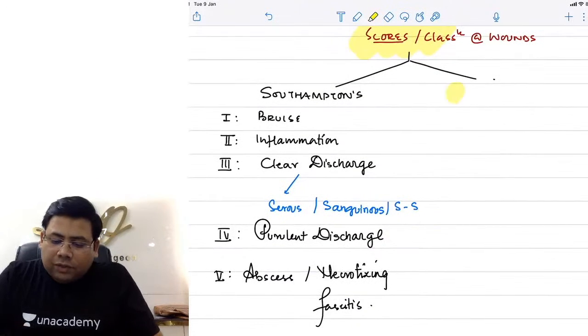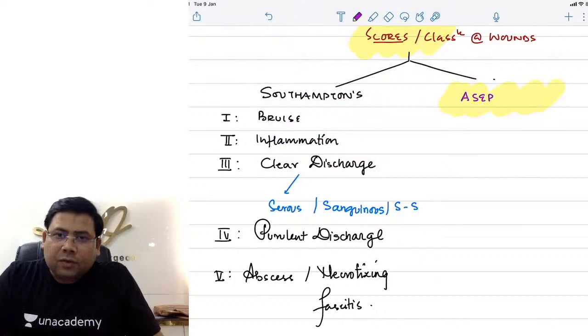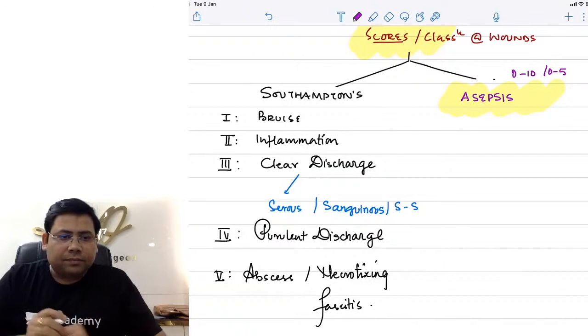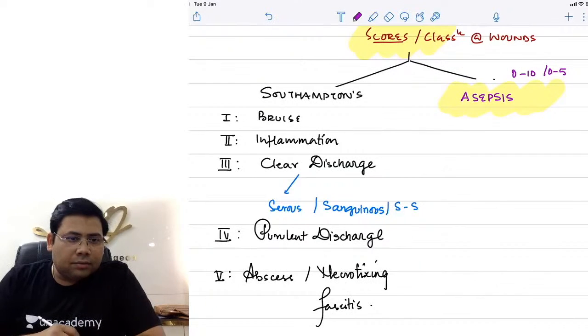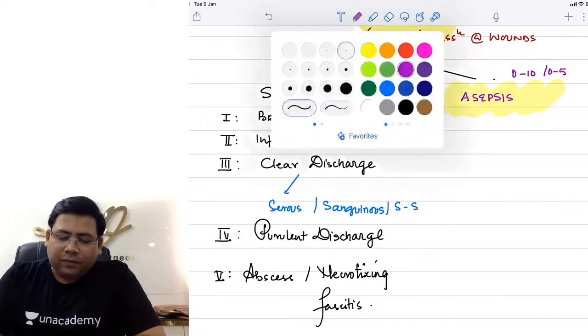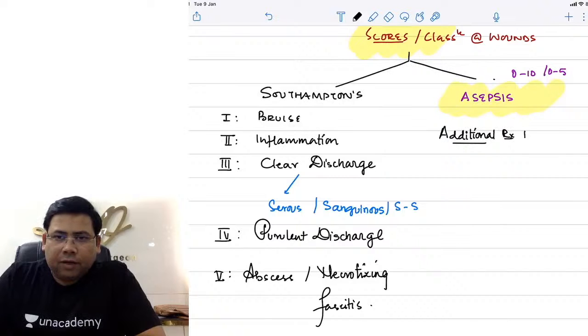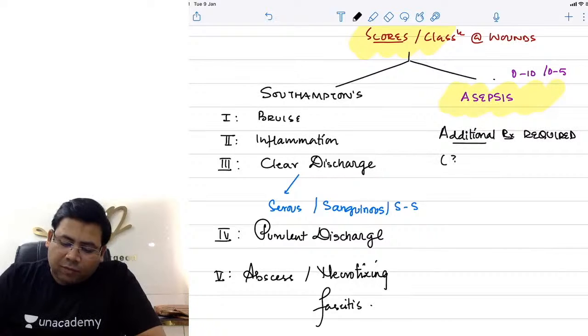We also have a score which is known as asepsis score. When we talk about asepsis score, it is a 0 to 10 or 0 to 5 base scoring system. So 0 to 10, 0 to 5. So when we talk about asepsis, A stands for additional treatment requirement. So additional treatment required. When we talk about additional treatment required, what does this mean?